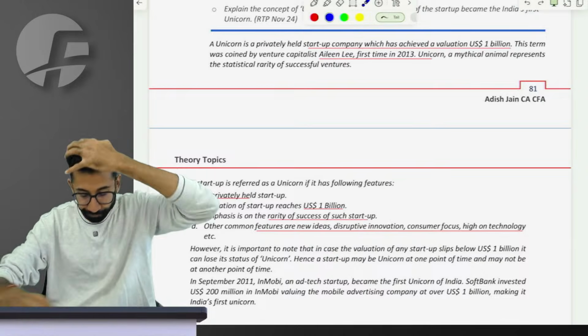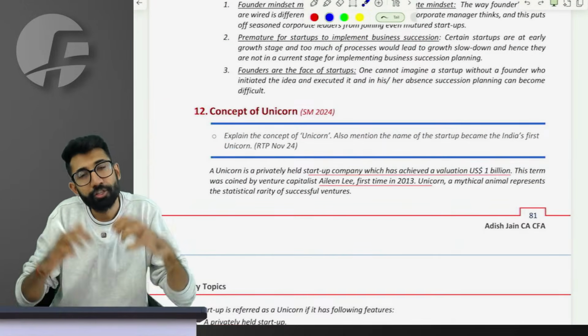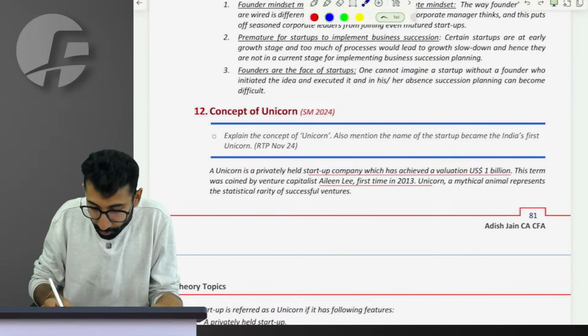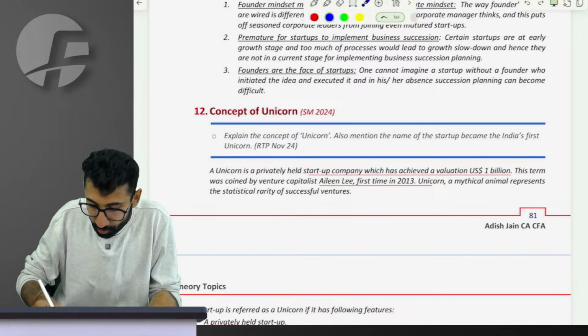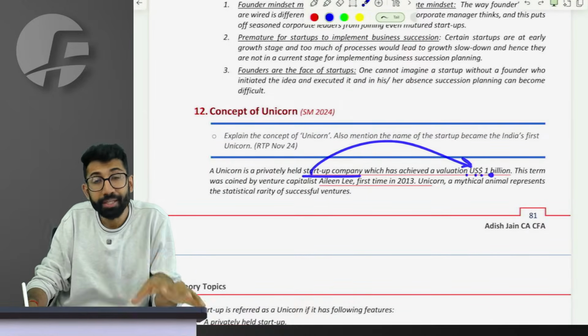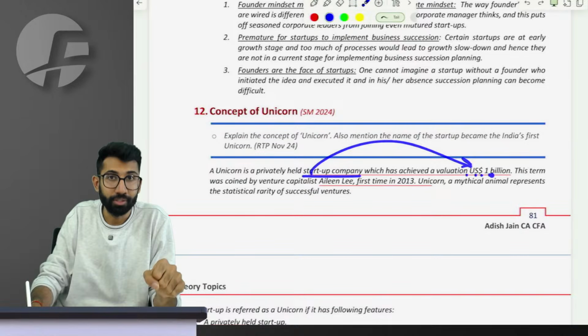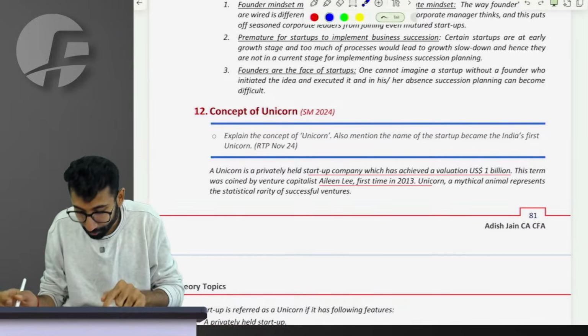Perfect. Cool. So now you get me, right? A startup which becomes huge is called a unicorn. This terminology was first used by Aileen Lee in 2013. A startup company which has achieved a valuation of USD 1 billion is a unicorn. If a startup becomes a unicorn, then the valuation may fall, and it may get removed from the tag of unicorn.